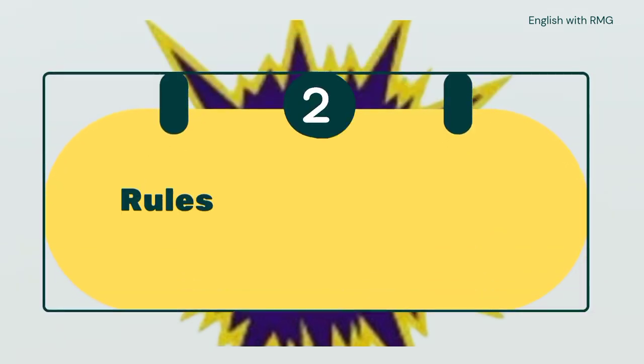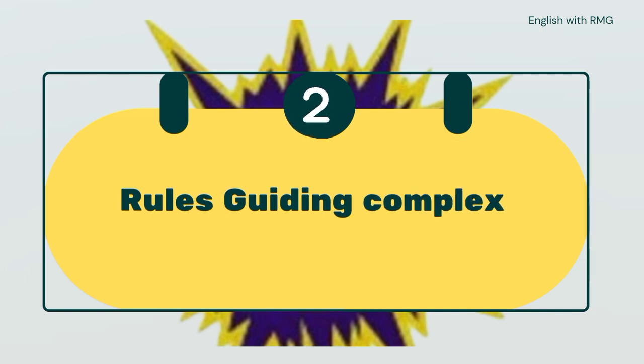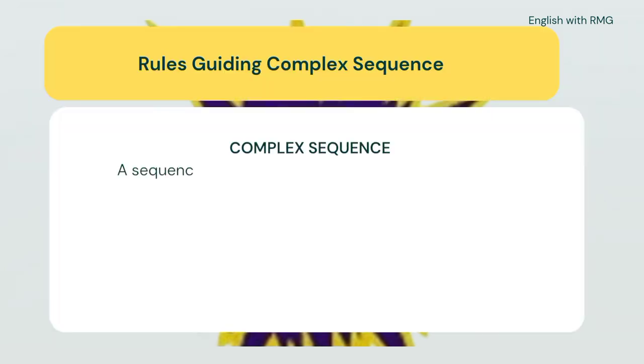So let's move on to the next rule, which is rule 2. Rule 2, rules guiding complex sequence. That is, when we have a sequence that is different from the sequence that we've discussed earlier, and we say, oh, this is a complex sequence. How do we answer the question?